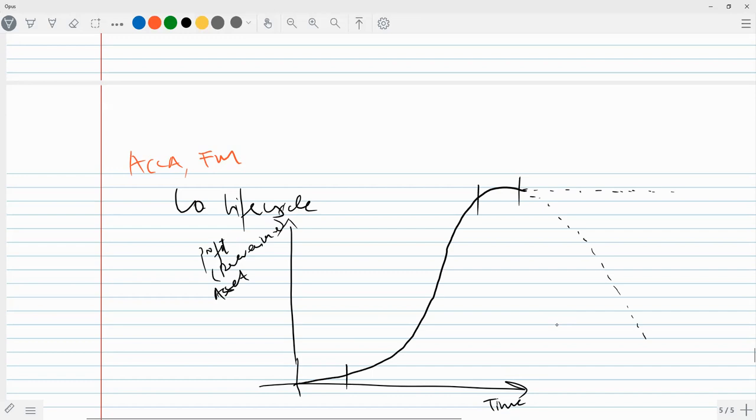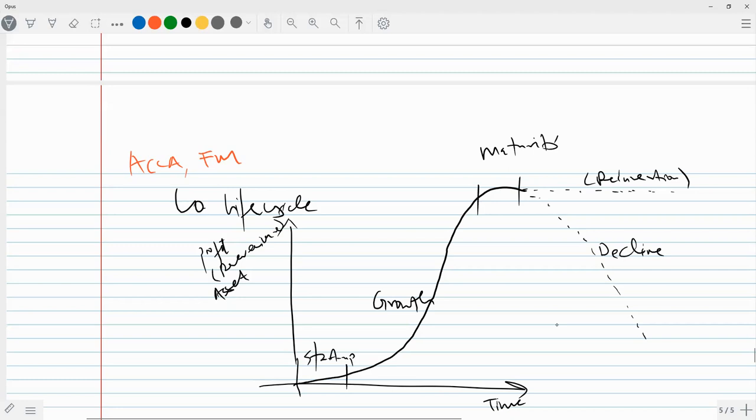So here this is called the startup stage. This is startup. This is the growth phase, for example. This is maturity. And from here either you reinvent yourself, firm reinvention. If you don't reinvent yourself, then what happens? Simply a decline.